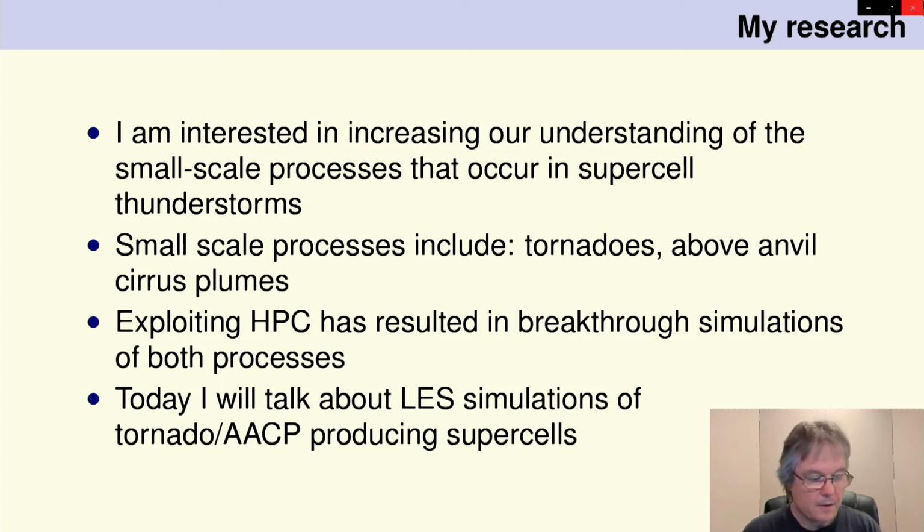Today I'm going to talk about LES simulations of tornado-producing supercells, as well as something we just discovered about above-anvil cirrus plumes, which are visible from satellite imagery and are used in the United States, at least, for giving you an idea maybe that a storm's going to be more severe, because about 3 out of 4 storms exhibiting AACPs produce large hail or tornadoes.